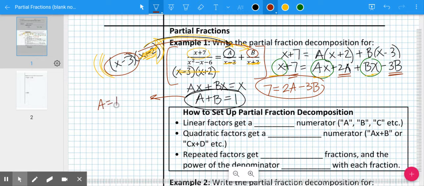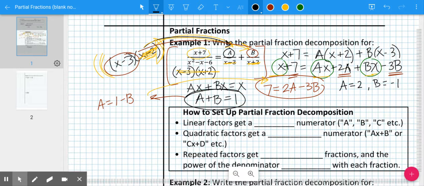A equals 1 minus b, and then substitute it into the other equation for the a value there, or you could use elimination and line them up. I don't care. But the answers you should get are A is 2 and B is negative 1.